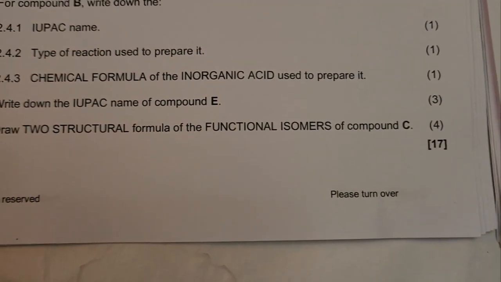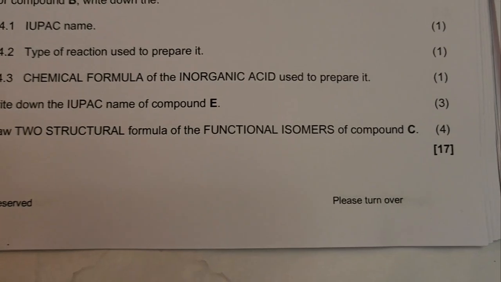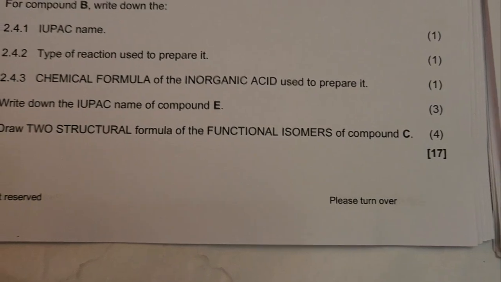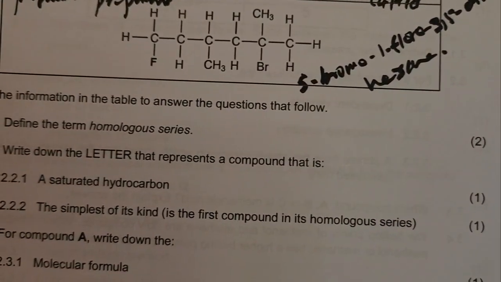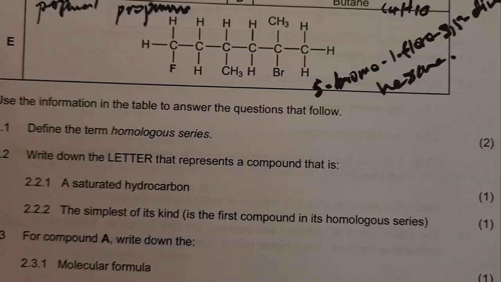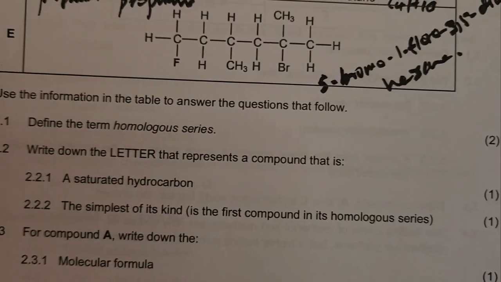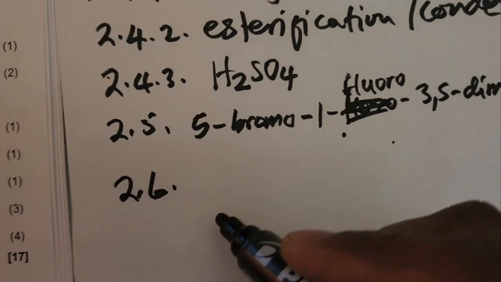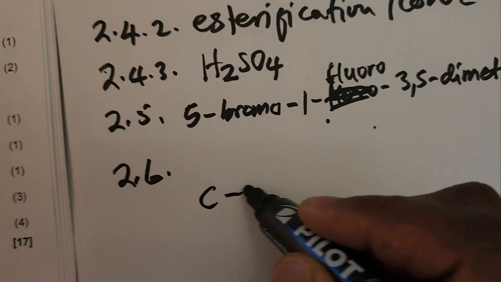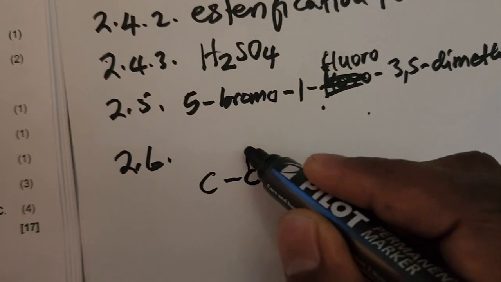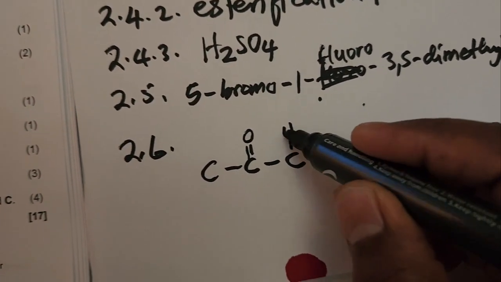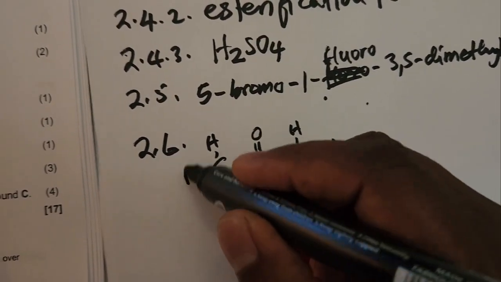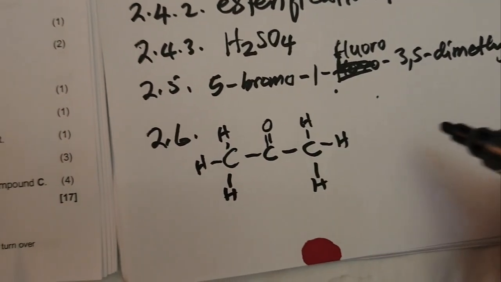The next one, which is the last one, 2.6, draw the structural formulae of the functional isomers of C. Now we go and look at the C. We said it can be a ketone or an aldehyde. Now they need the structural formula of the two. If it's a ketone, we'll be having 1, 2, 3. The one in the middle will have the carbonyl, and then the remaining bonds are for hydrogen. Each and every carbon should be surrounded by 4 bonds, don't forget.